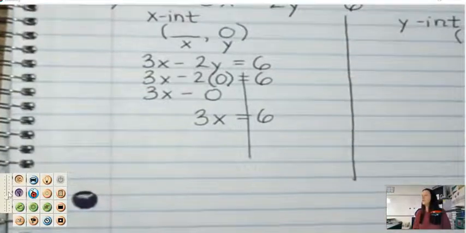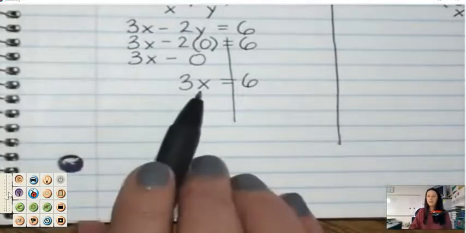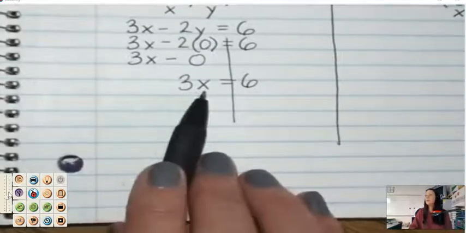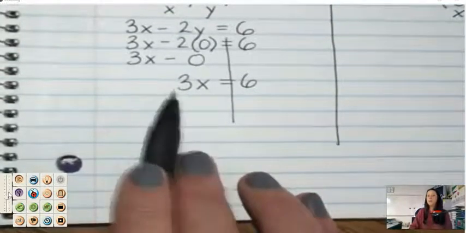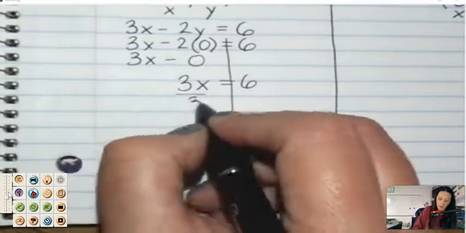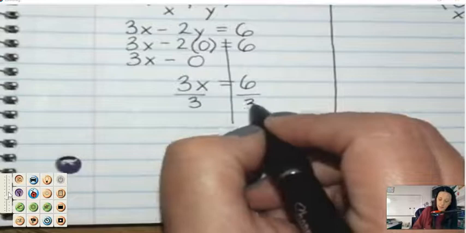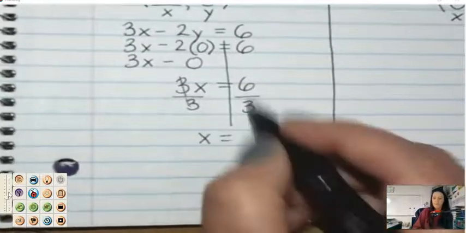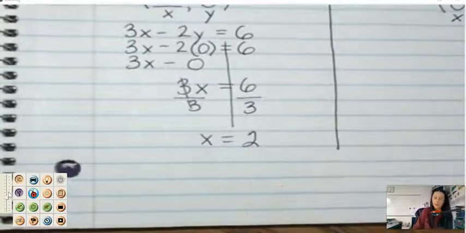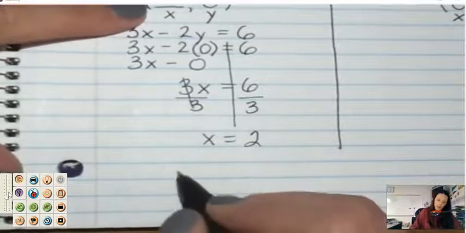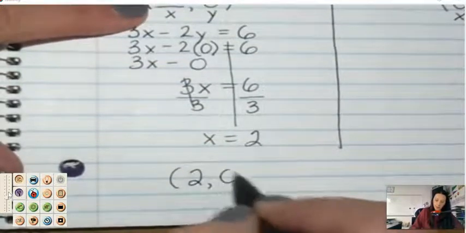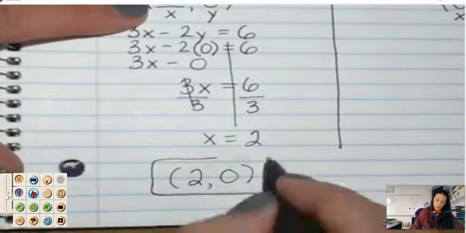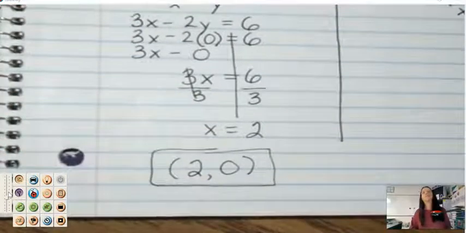I'm still just solving the equation for x. Look at the side that has the x. Right now it says 3 times x. When things are touching, they're multiplying. So to undo multiplying by 3, we're going to divide by 3. The division property of equality says if I do it to one side of the equal sign, I have to do it to the other side of the equal sign. 3 divided by 3 is 1x. 6 divided by 3 is 2. And we always write it as a point. 2, 0. So your x-intercept is 2, 0.